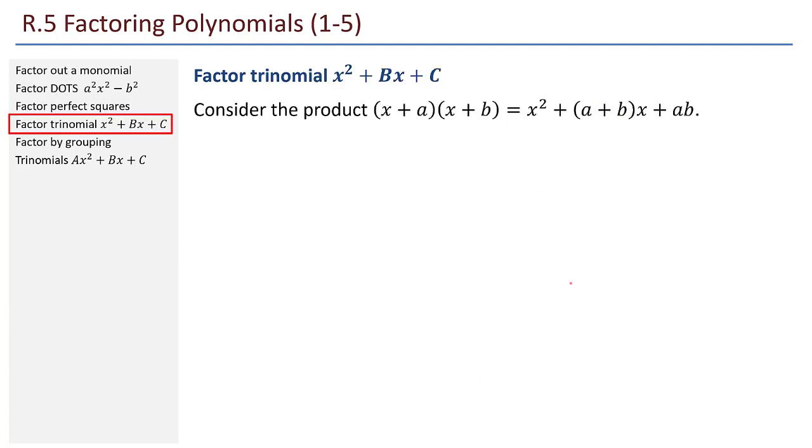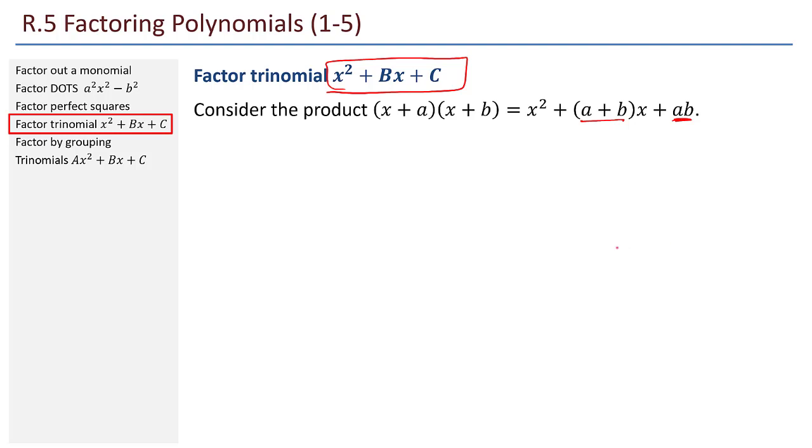Factoring trinomials, x squared plus bx plus c. We'll spend a lot of time on this particular form. It comes up a lot. So working it backwards, let's do the product. If I start off with something of the form x plus a times x plus b, and if I use FOIL, I end up with x squared plus a plus b x plus ab, the product at the end.